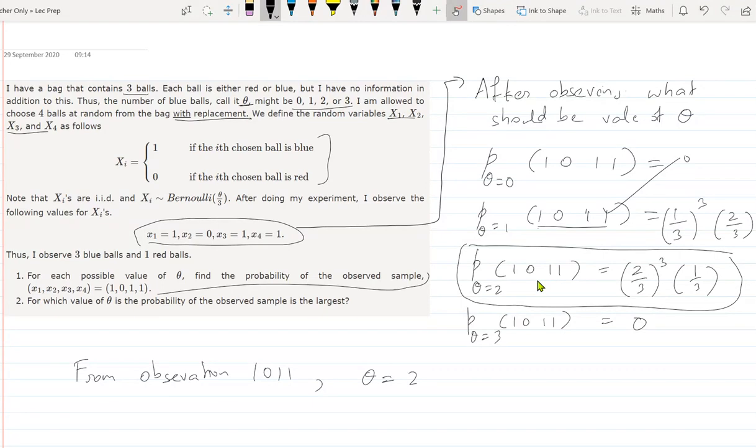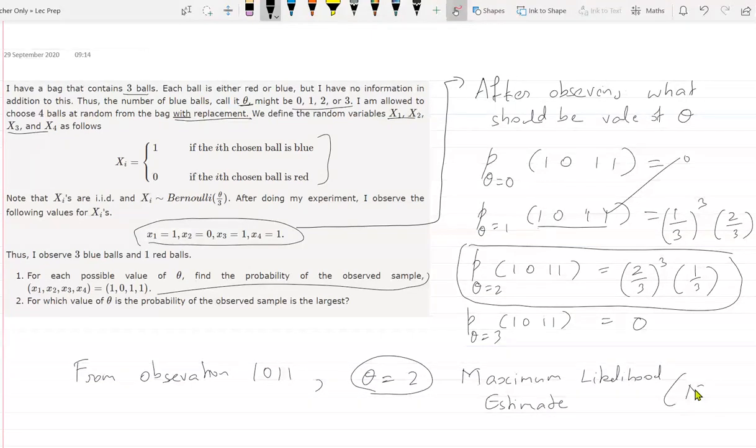So this kind of reasoning you will see all across computer science and machine learning. And this value of theta equal to 2 is called the maximum likelihood estimate. Just a complicated word for your common sense, that's all. Typically this is called MLE. You hear MLE, nothing to worry about.